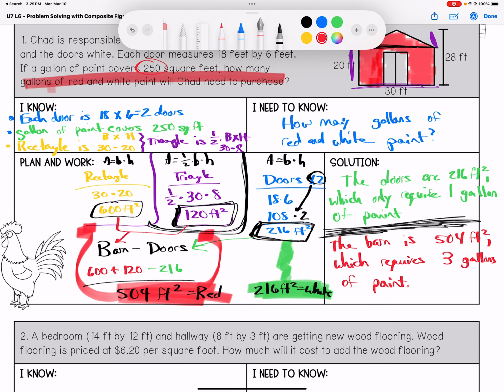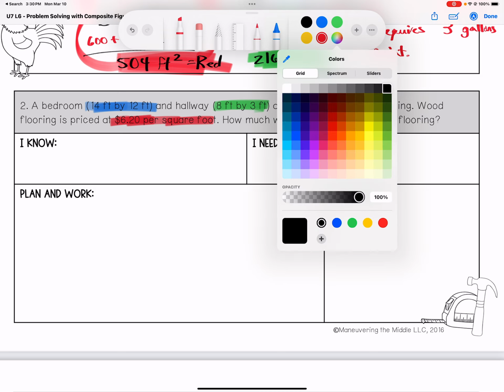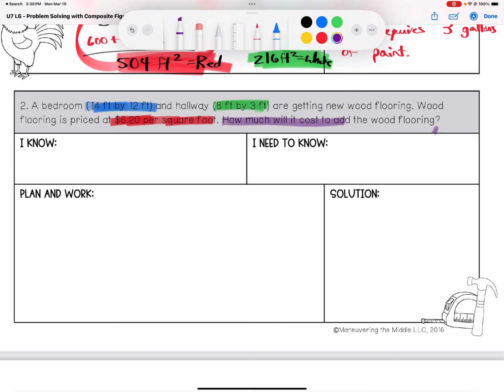All right, you can pause it there and get the screen if you need it. There's all of it. All right, moving on. A bedroom, which is 14 by 12, and a hallway, which is 8 by 3. They're getting new wood flooring. Wood flooring is priced at $620. How much will it cost for them to add the wood flooring? Okay.